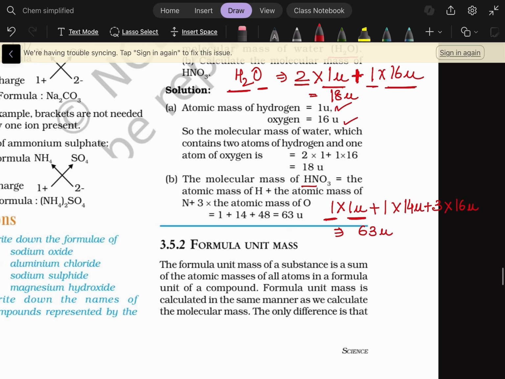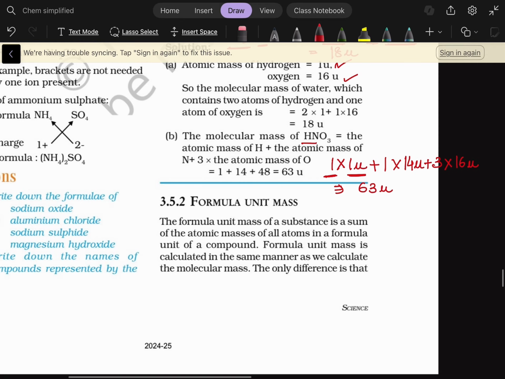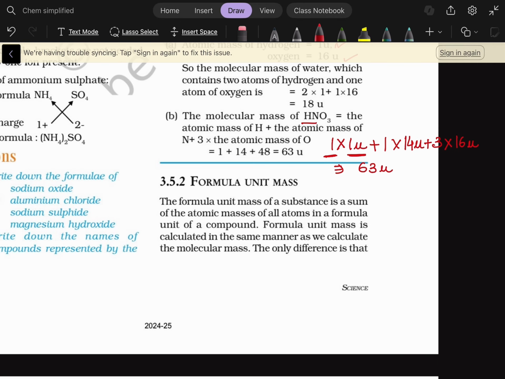So this is how we calculate the molecular mass of different molecules. Next is formula unit mass. Formula unit mass is a term which is used for ionic solids. What are ionic solids? Those substances which exist in the solid state and consist of ions. So they are ionic solids.